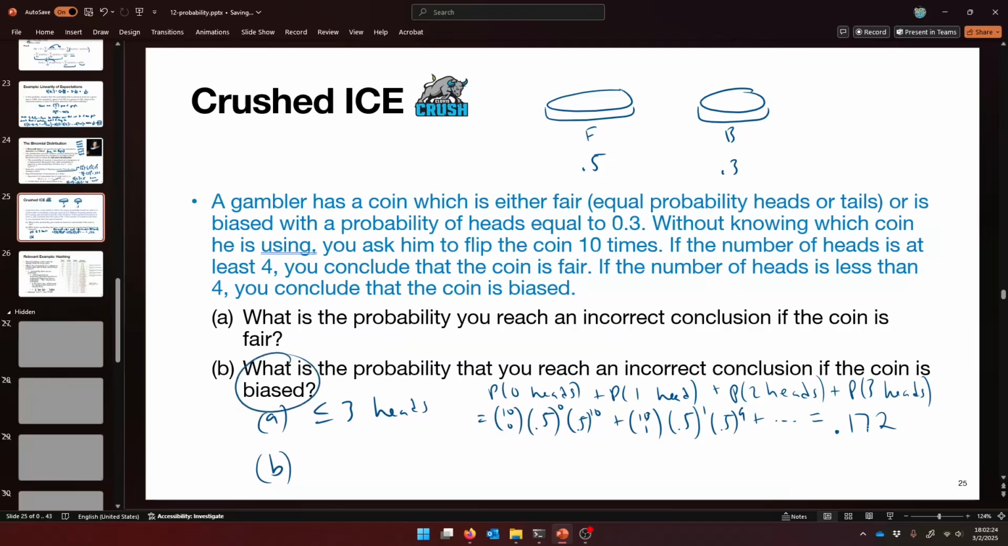And now, question B is the flip side. It's saying, all right, what's the probability that you were wrong and the coin was biased? So you thought that the coin was fair because you saw at least 4 heads, but it was the biased coin.